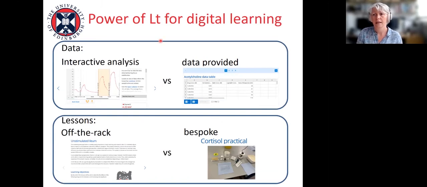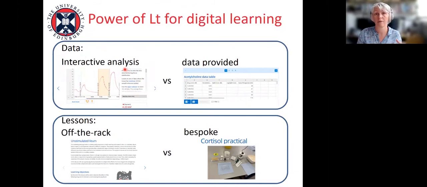And LT has been really powerful for us for digital learning. And we have used LT in several different ways. I've tried to represent this here. So we've got flexibility with how we input our data into LT, or how we ask our students to extract data from LT. So we've been able to use the interactive analysis.